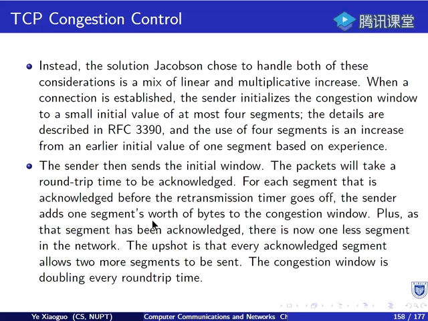The solution Jacobson chose to handle both of these considerations is a mix of linear and multiplicative increase. When a connection is established, the sender initializes the congestion window to a small initial value of at most 4 segments. The details are described in the document RFC 3390, and the use of 4 segments is an increase from an earlier initial value of one segment based on experience. The sender then sends the initial window. The packets will take a round-trip time to be acknowledged.